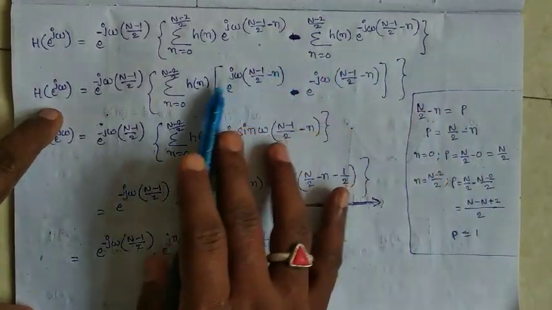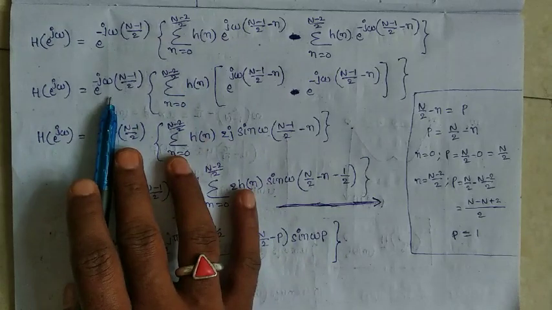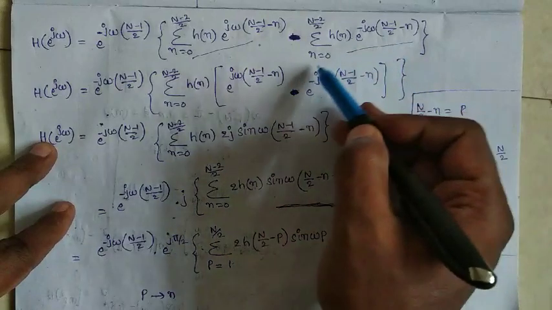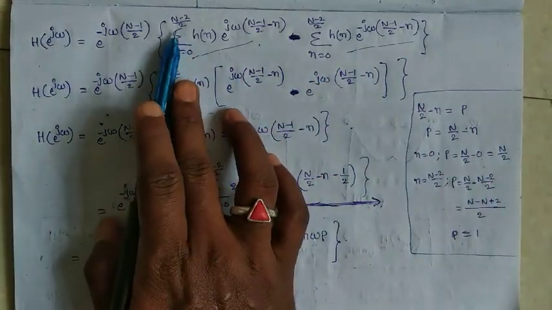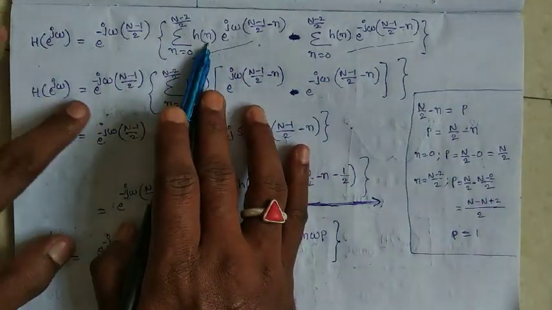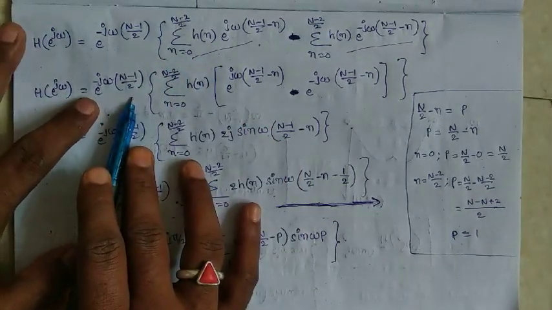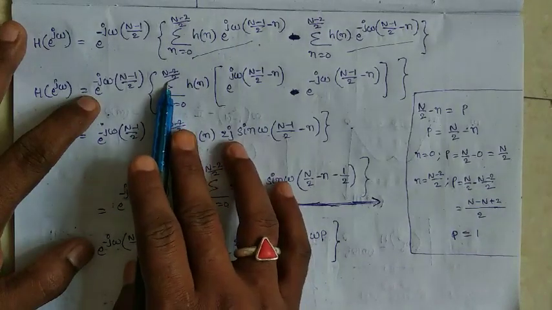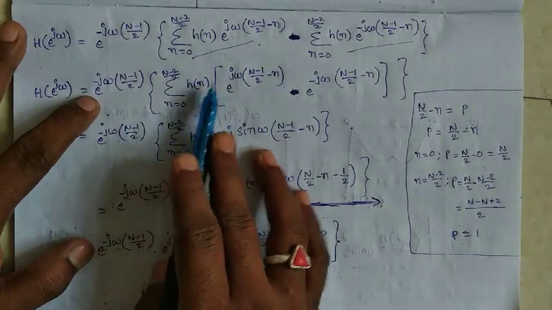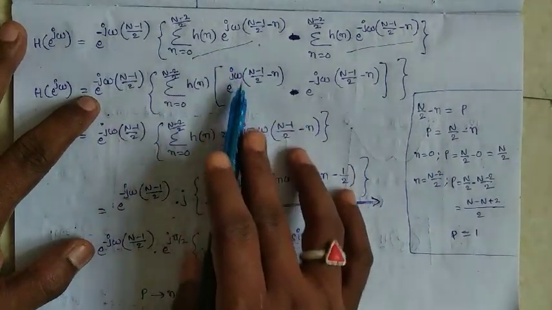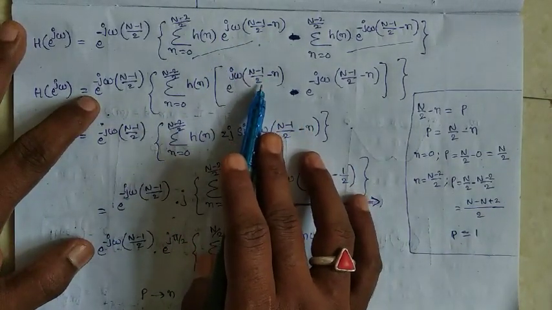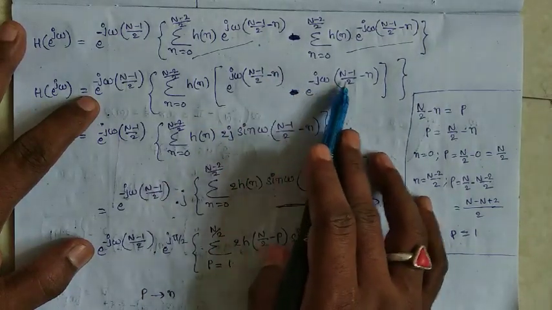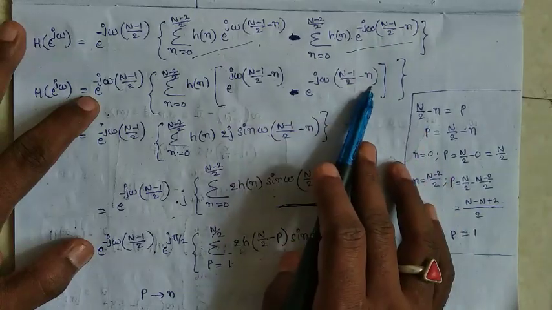Now in these two summations, we observe a common term. What is the common term? Summation n is equal to 0 to (N minus 2) by 2 of h of n. So h of e power j omega is equal to e power minus j omega of (N minus 1) by 2 times summation n is equal to 0 to (N minus 2) by 2 of h of n. The remaining term in the first summation is e power j omega of ((N minus 1) by 2 minus n) minus e power minus j omega of ((N minus 1) by 2 minus n).